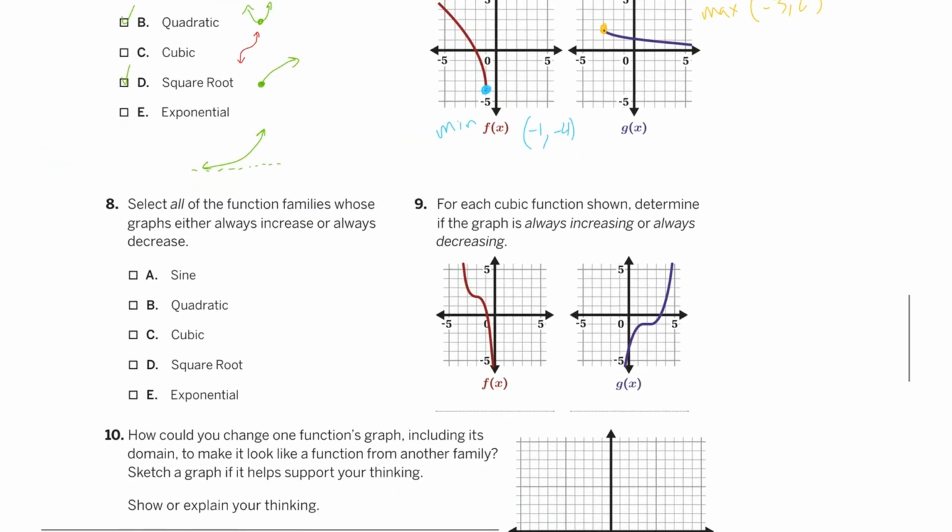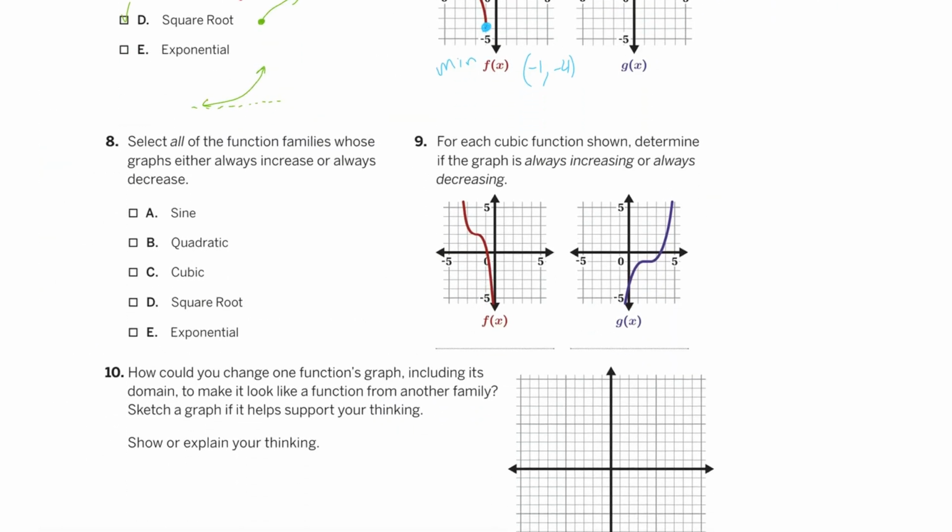For number 8, select all of the function families whose graphs either always increase or always decrease. So we'll choose pink here for the color sign. Not a good option because it is bouncing back and forth, increasing, decreasing, increasing, decreasing. Quadratic, same idea here, is not a good choice because if we just take a normal parabola, it is decreasing to start. This first half is decreasing, and then this second half here would be increasing.